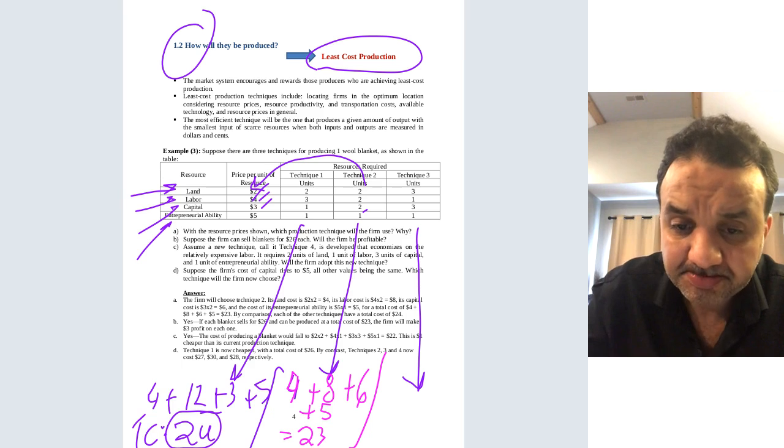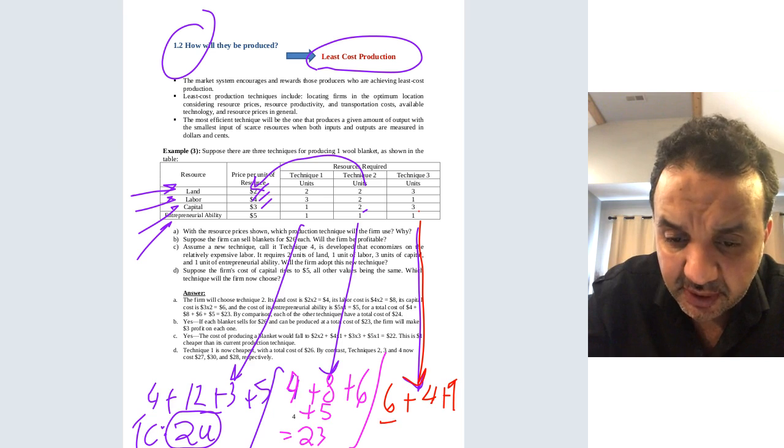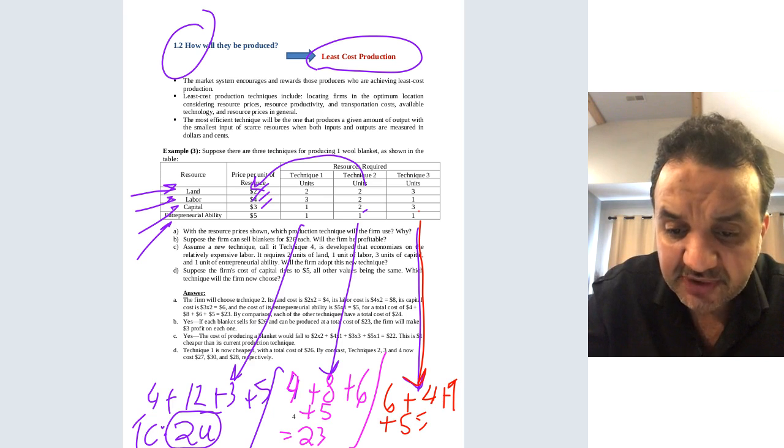Okay, now let's see the last technique. 3 times 2 gives you 6. 1 times 4 gives you 4. 3 times 3 is 9. 1 times 5 is 5. Let's add: 6 plus 4 is 10, plus 9 is 19, plus 5 equals 24.